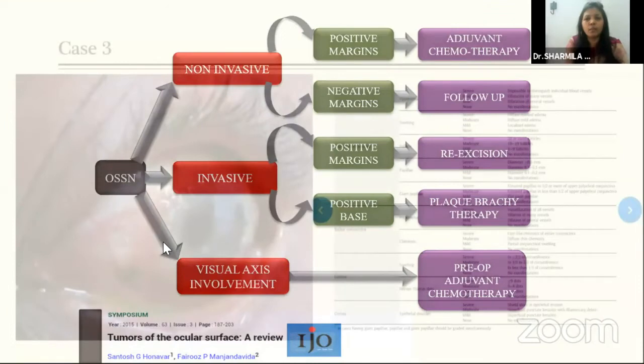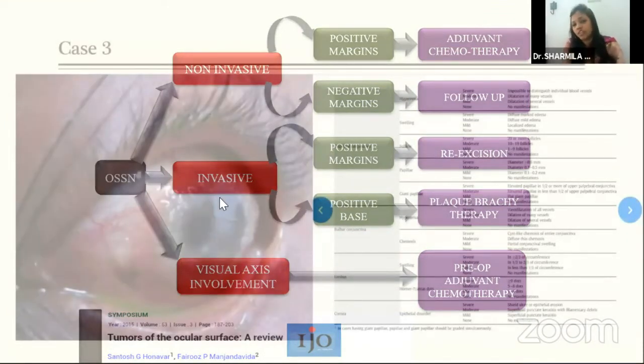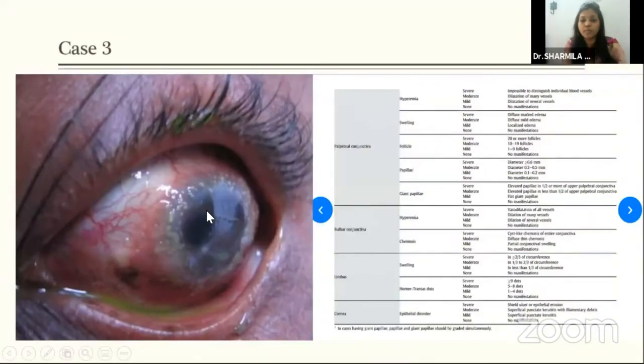Coming to case three, we have a case of limbal stem cell deficiency here. Now, why do we say it's limbal stem cell deficiency? You can see some corneal neovascularization. You can see some positive fluorescein staining. You can see the loss of clarity. So we say it's limbal stem cell deficiency.